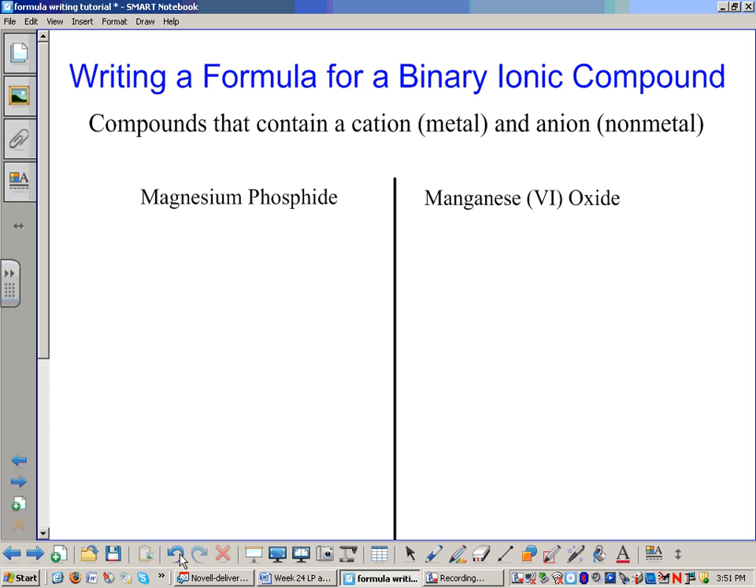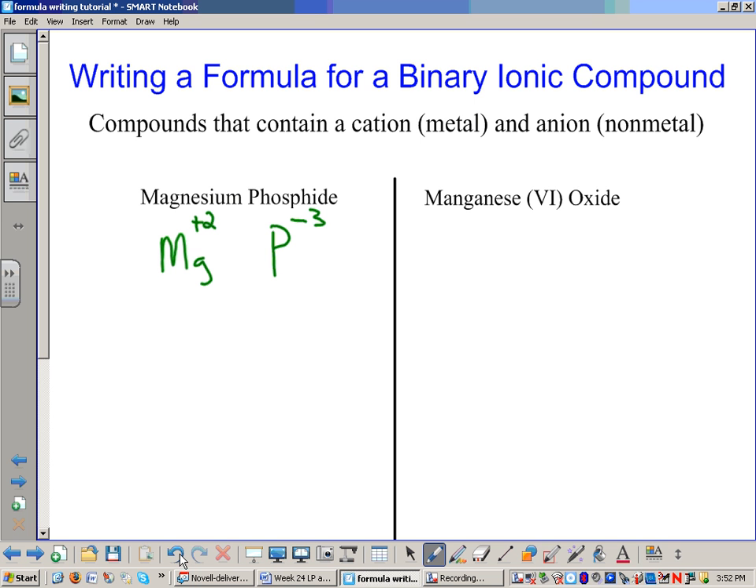The first thing you have to do to write the formula for an ionic compound is to find the ion symbols. Magnesium, it's capital M, little g, it has a +2 charge because it's a group 2. Phosphide, P, that's a -3 charge. Why? Because it's group 15. That's 5 valence electrons. It needs to gain 3 more electrons. -3.